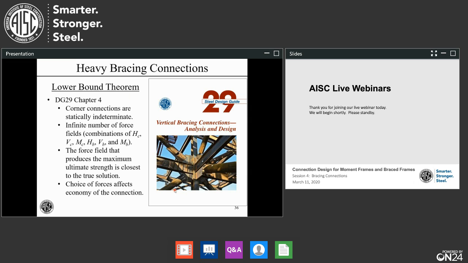We note these corner connections are statically indeterminate. There's an infinite number of these force fields, we call them, just because it's quick, 2 syllables. A force field is just a combination of the HC, VC, MC, and so on, those 6 different forces, or 4 forces and 2 moments. There's an infinite number of these force fields that we can have. And we probably couldn't say which occurs at the ultimate strength to save our lives.